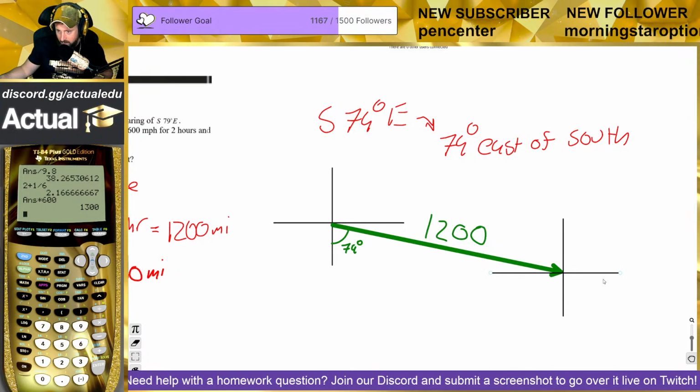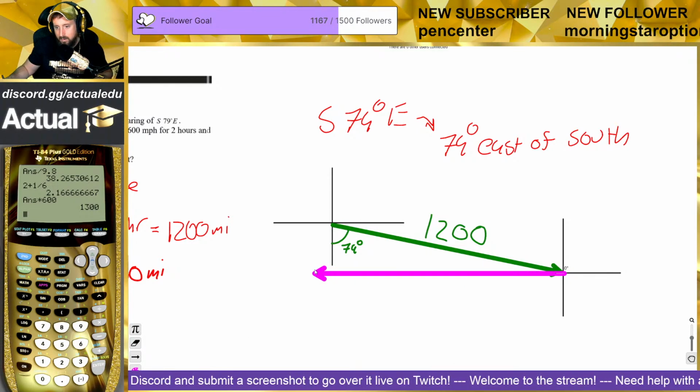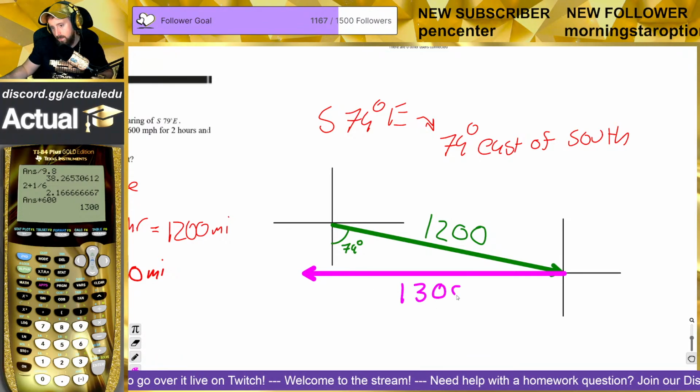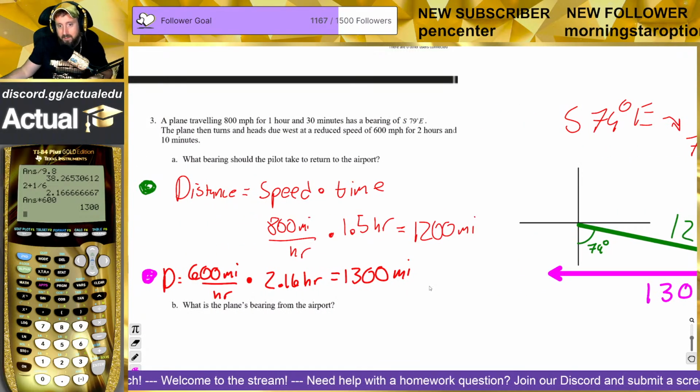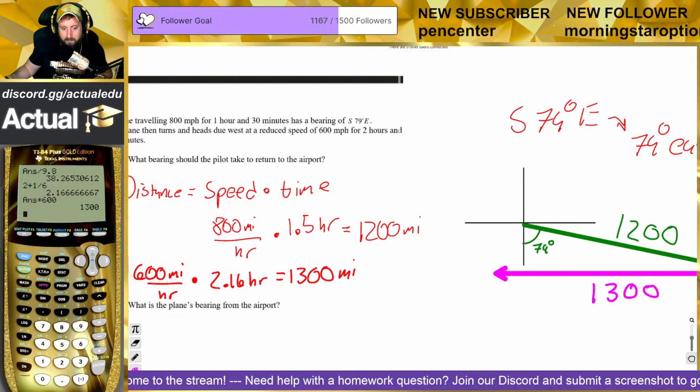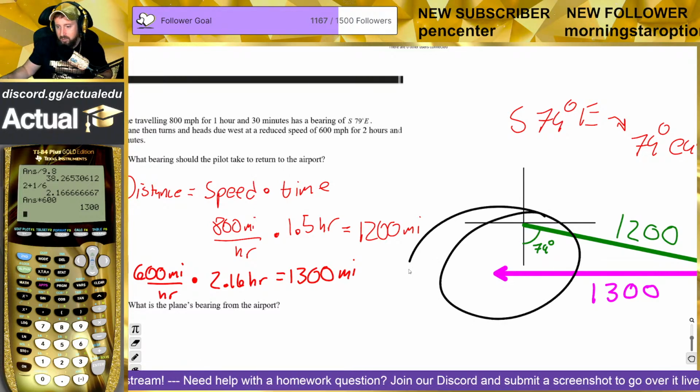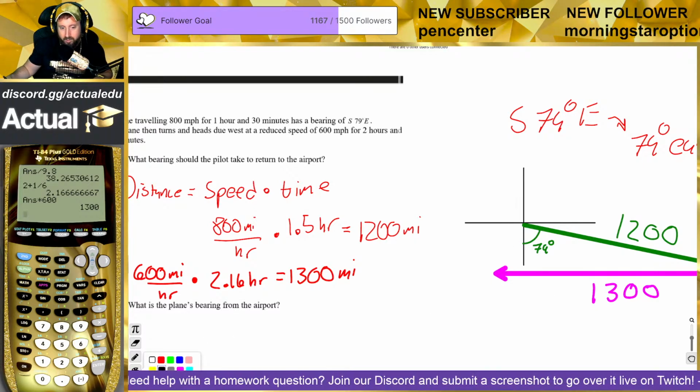Okay. So it's going to go here. And then it's going to come directly due west. So that's going to be in this direction. And it's going to do that for 1,300. Okay. So what they eventually want us to figure out is what bearing do I have to use here to return back to the airport?